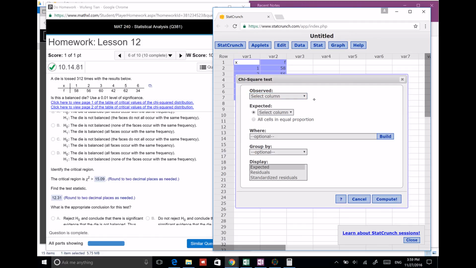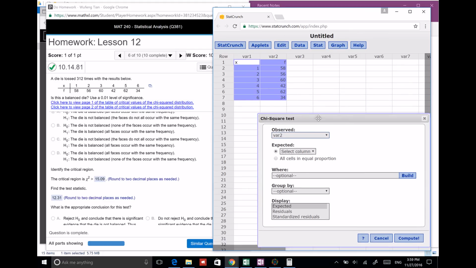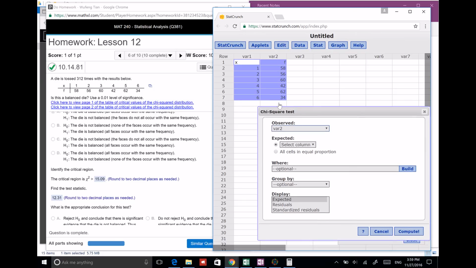So observed. Okay, expected. The observed is V2 because x1, 2, 3, 4, 5, 6 is not the observed value, it's just the variable. The frequency variable 2 is the observed value. So variable 2 is the frequency, is the observed value. X is just a variable, it's not observed. So variable 2 is observed. But all cells have equal proportion.